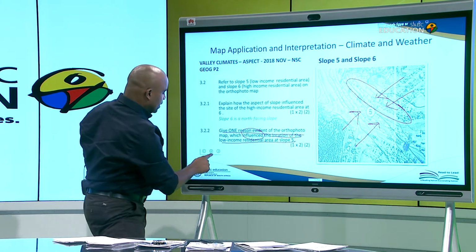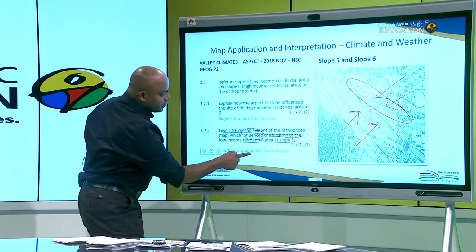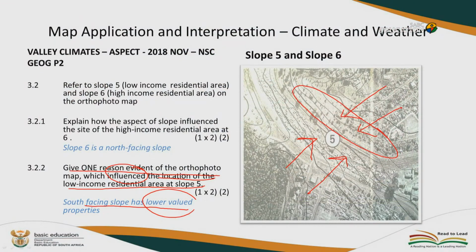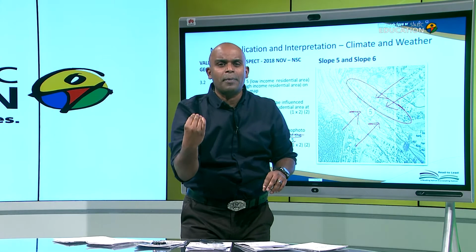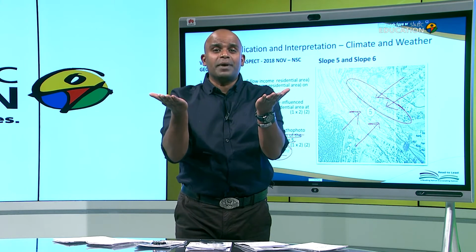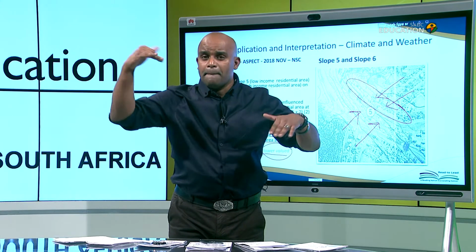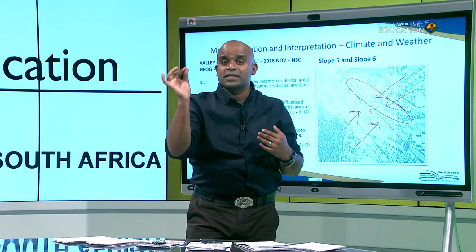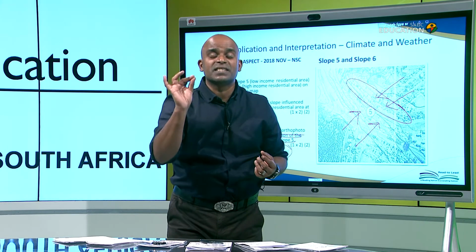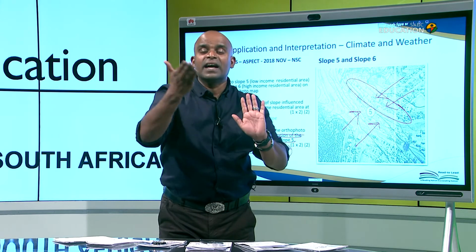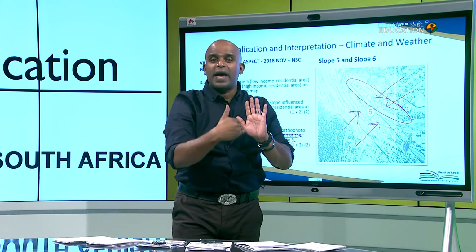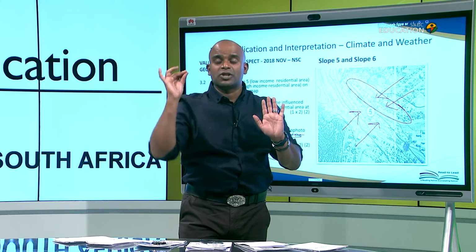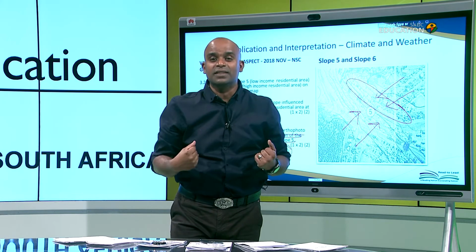Let's look at the possible answers for this one. South-facing slopes have a lower value on properties. It stands to reason that where there's warmer climates, the property value will be higher. You'll notice that most of your larger homes, especially on north-facing slopes, are built with materials like glass. Why? They allow natural heating to enter through glass, being transparent, and naturally heat the homes.